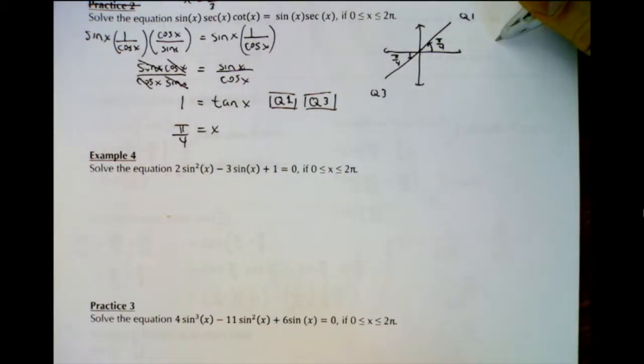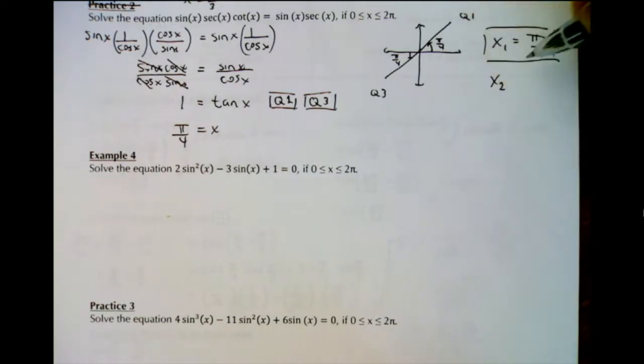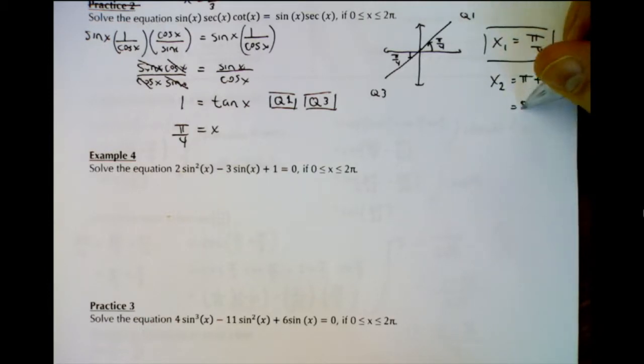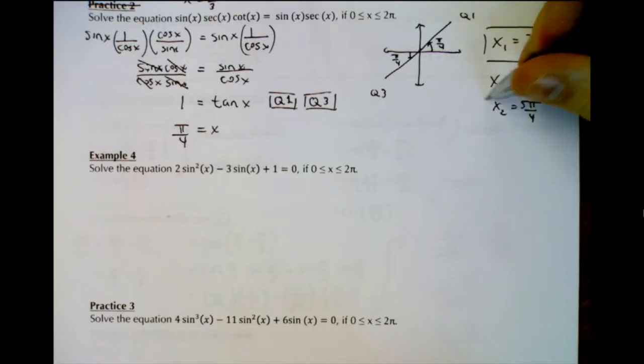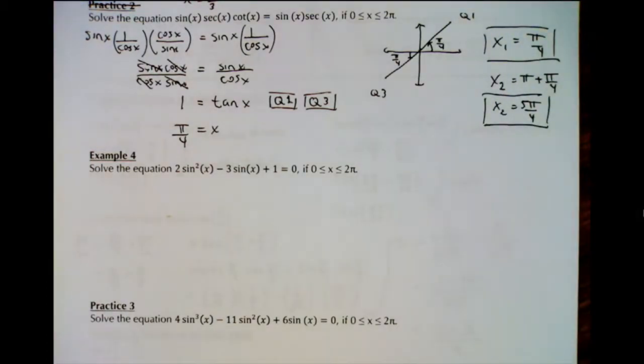So our answer from quadrant 1 for x is just pi over 4 because beta is theta in quadrant 1. And in quadrant 3, it would be pi plus pi over 4, which would be 5 pi over 4. So we were able to solve this trig equation just by using identities, simplifying, and solving. Did it turn out to be quadratic? No, it didn't. But from the original, it could have been. But through some simplifying, we ended up with just a linear trig equation that we were able to solve.